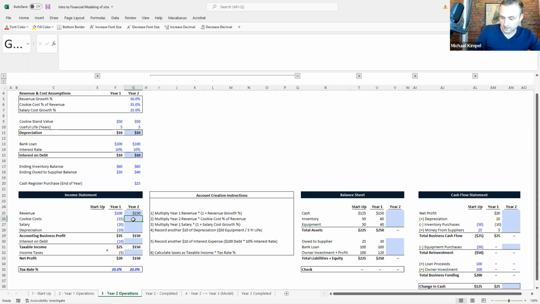So what we're going to say here is that we're going to take the negative of my cookie costs and then multiply that by my revenue. And what I'm saying is, as my revenue grows, 35 cents of every dollar sold is going to have cookie costs attached to that.